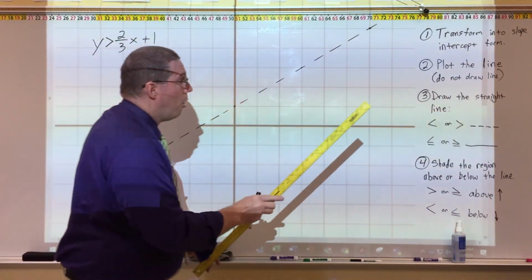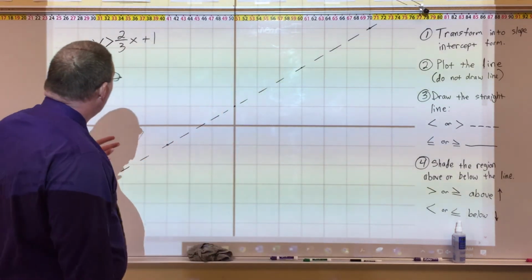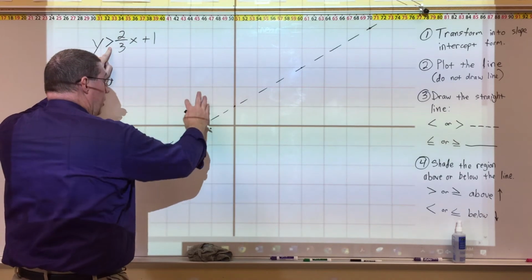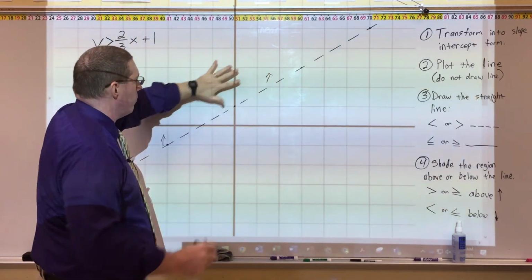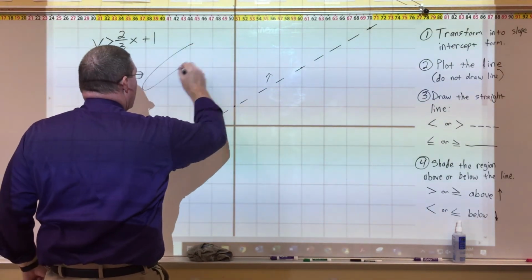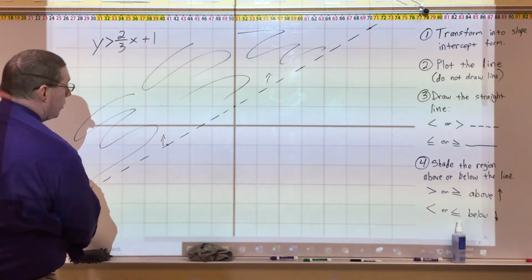All right, and now all we have to do is shade the region above or below. Okay? Well, this says greater than, and so that means above, right? Well, here's the region above the line. If I did some upward arrows, you would see that this is the region, this is below, this is above. And therefore this is the solution region. And I'm shading the solution region.